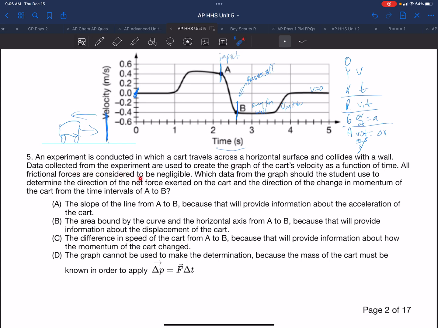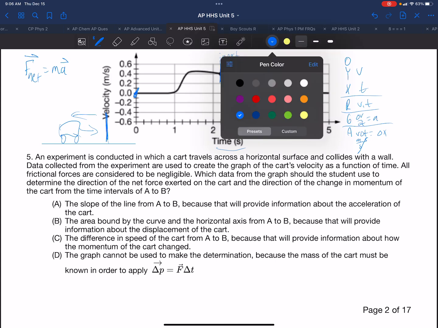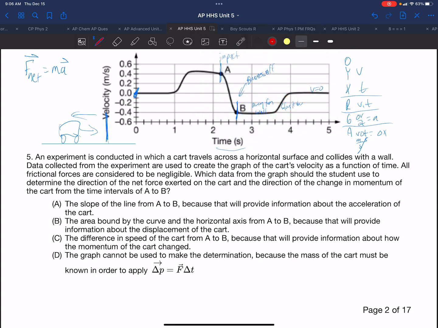All right, so if all frictional forces are negligible, which data from the graph can be used to determine the direction of the net force exerted on the cart? Immediately when it says net force, we should pull out our formula, F net equals ma. The direction of the net force should be the same as the direction of the acceleration. And the acceleration, we observe, is 0 slope, since acceleration is the slope. And here we have this negative acceleration when it's in the wall. So we have negative acceleration, so it would be negative force.